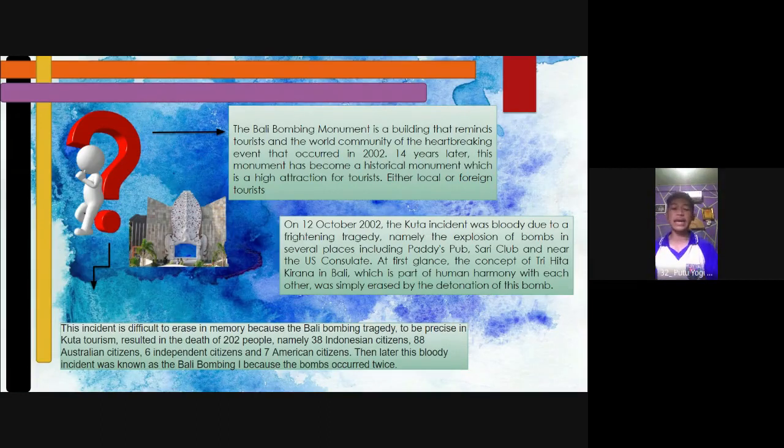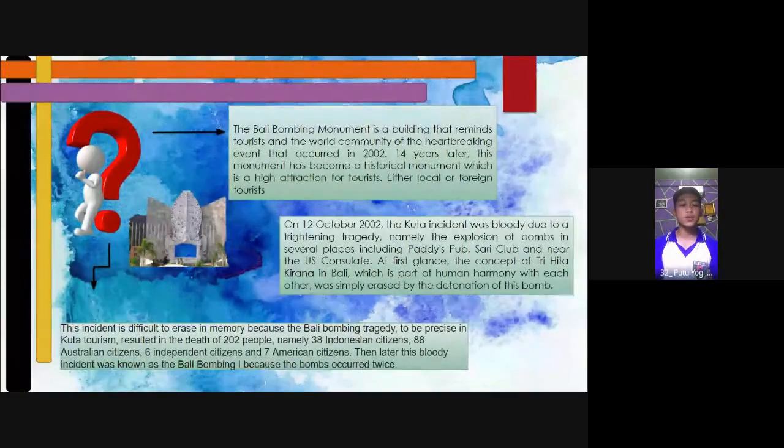This incident is difficult to erase from memory because the Bali bombing tragedy in Kuta tourism resulted in the death of 202 people, namely 38 Indonesian citizens, 88 Australian citizens, and 6 other citizens and 7 American citizens. Later, this bloody incident was known as the Bali bombing because the bombs occurred twice.